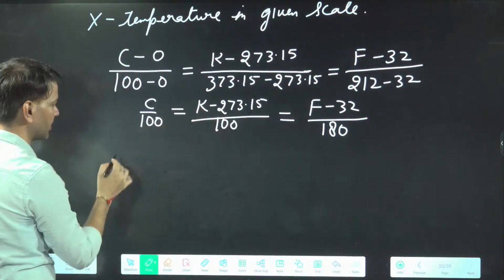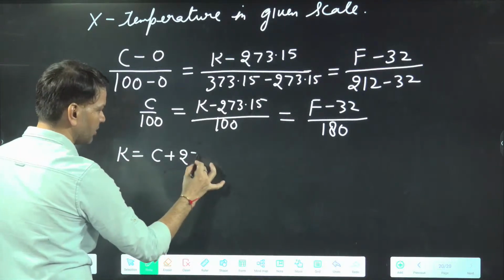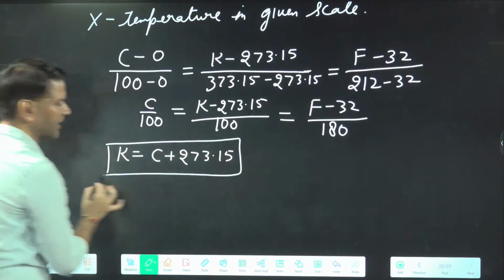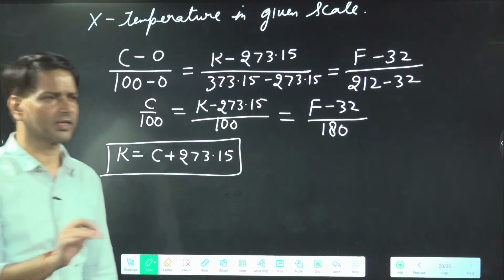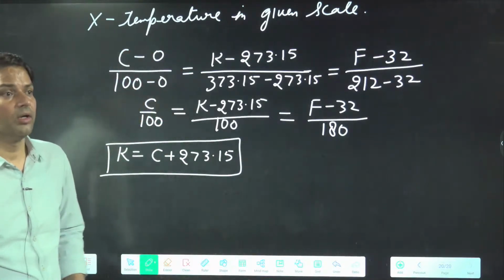From this, 100 and 100 will cancel out. So K is equal to C plus 273.15. I am writing 273.15, but in numerical problems we take 273, because the 0.15 we can ignore.